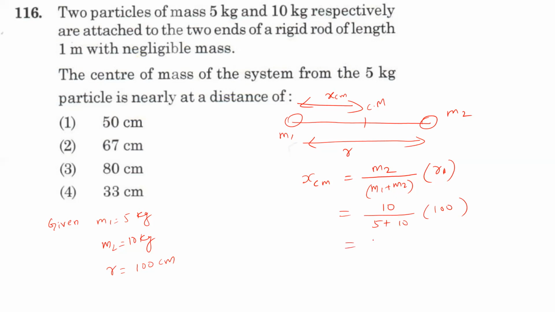Now see here, we are going to solve it. 10 divided by 15 into 100. Solving this, here 2, here 3, we are getting 2 into 100, 200, and 200 by 3 is nearly 66.66 centimeter. That is approximately 67 centimeter. So for the 116th question, the second option is correct.